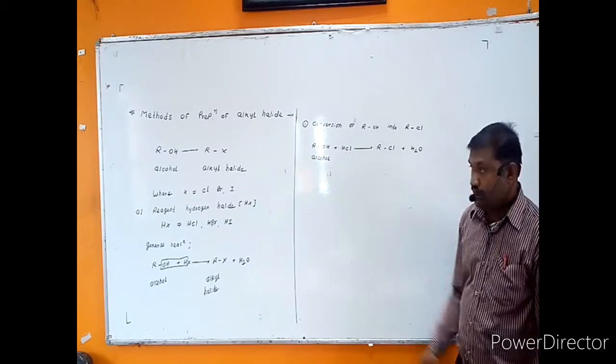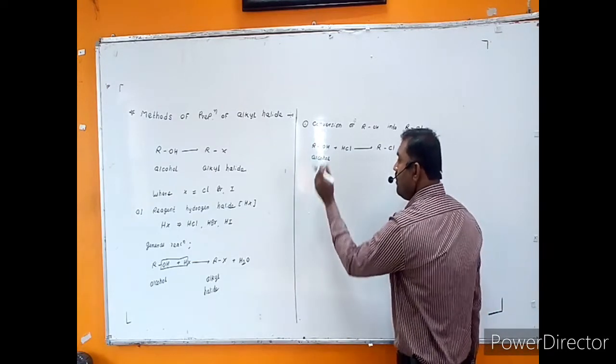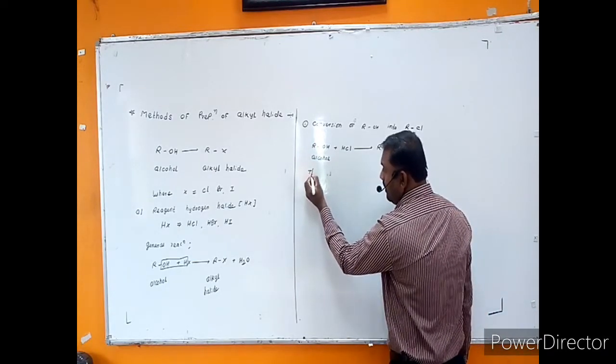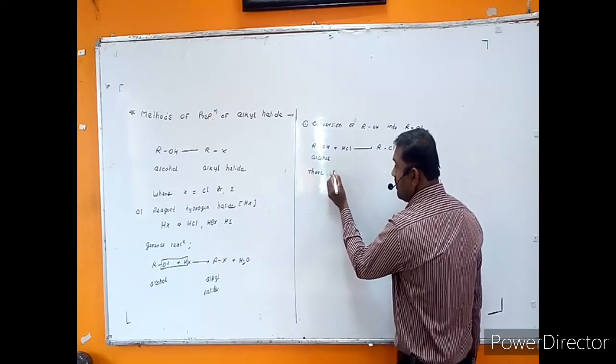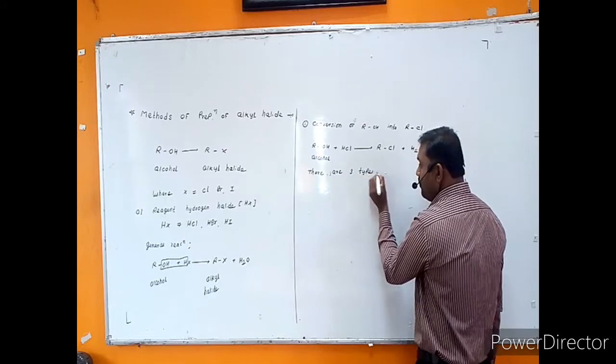Clear? Now if you consider alcohol, again alcohol has three types. The main important thing is like this: there are three types of alcohol.